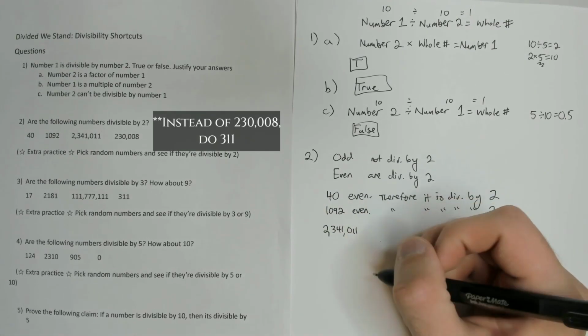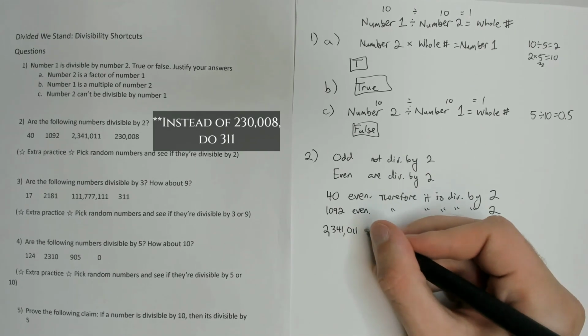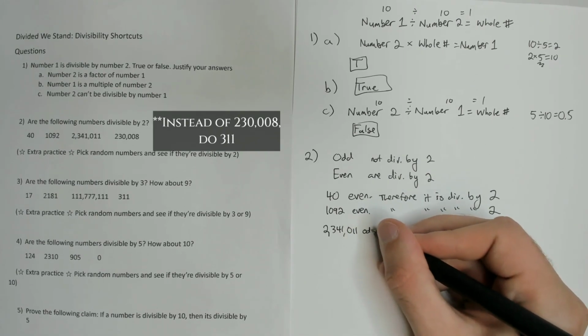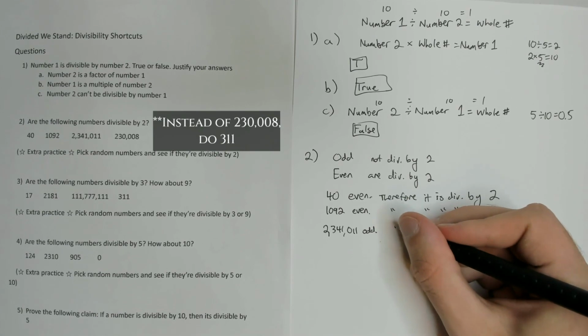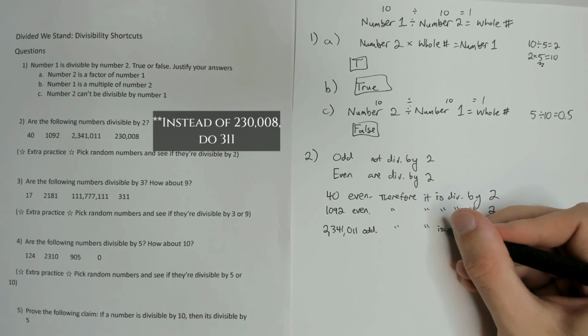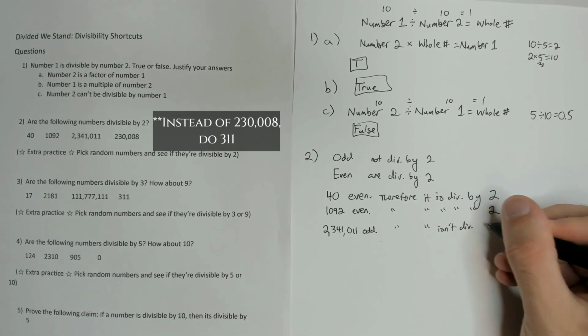All right, next number, 2,341,011. Is that odd or even? Well, it ends in a 1, which is not an even number, so this number has to be odd. So therefore, it isn't divisible by 2.